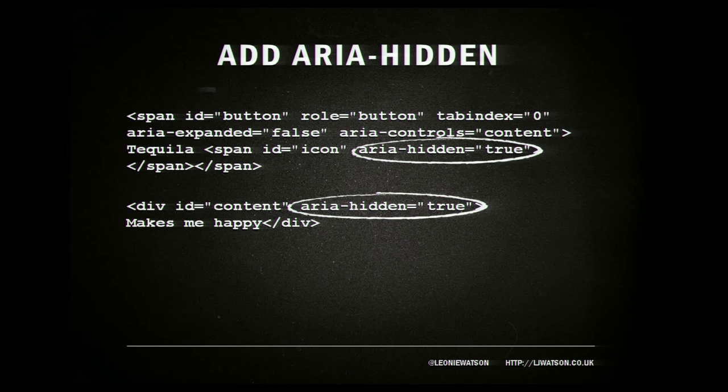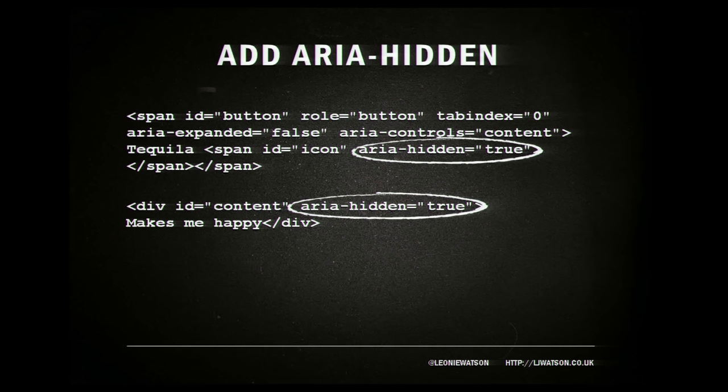Page down, add ARIA hidden slide. We're going to use ARIA-hidden to remove the content on the element from the accessibility tree completely. If the content isn't really needed by assistive technologies, there's not much point in it being rendered in the accessibility tree, so we might as well save the browser the job.